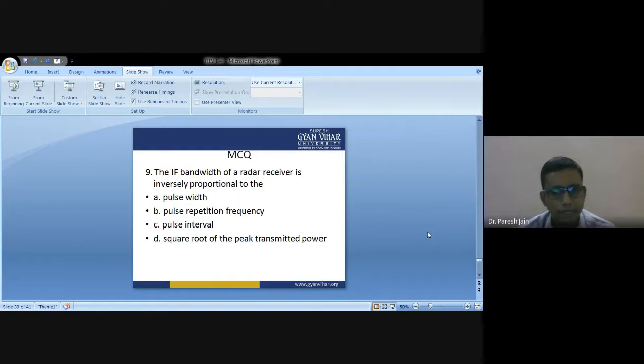Question number 9. The IF bandwidth of a radar receiver is inversely proportional to the: A. Pulse width, B. Pulse repetition frequency, C. Pulse interval, D. Square root of the peak transmitted power.